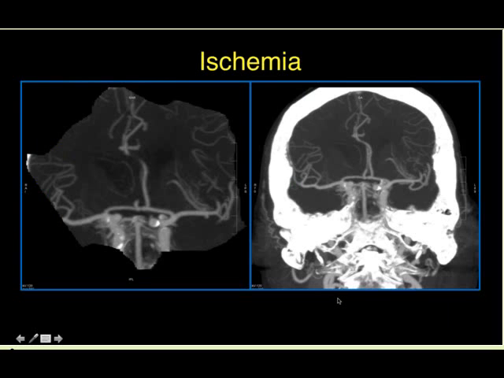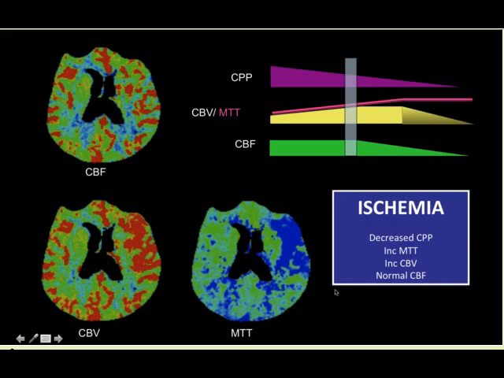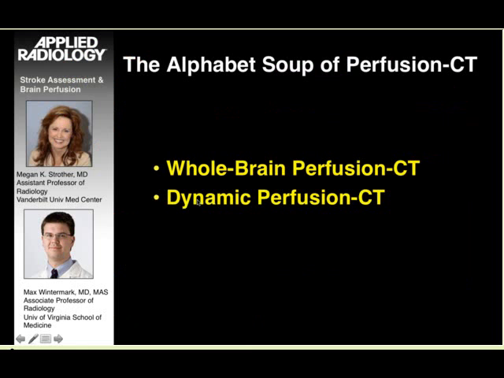In my final case, I wanted to review ischemia. This patient has a left M2 occlusion. On the CT perfusion study, the left MCA is delayed here. The CBV is increased, so this patient is at this point of the falling perfusion pressure, and the CBF is maintained. This is the parameter of ischemia.